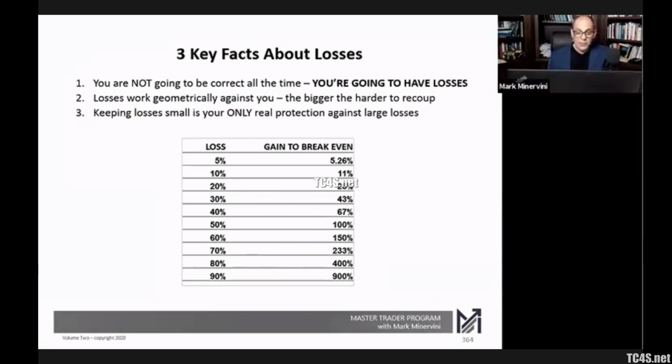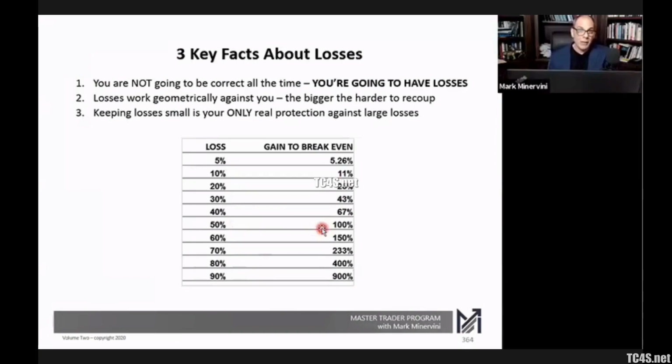If you take a look, a 5% loss takes a 5.26% gain to break even. A 10% loss takes an 11% gain to get even. As you go down the ladder here, 20, 25, 30, 43, now you're starting to see a real differential. And when you get down to 50, if you let a stock drop 50%, it now has to double to get to break even.